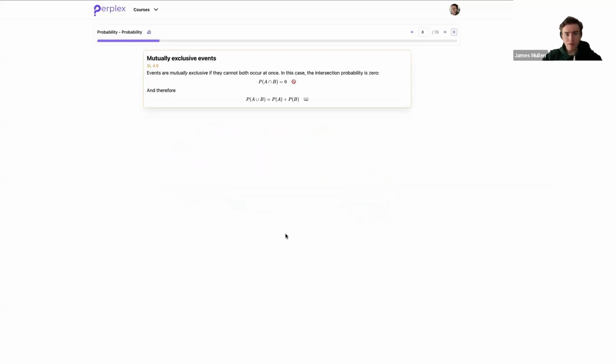Next slide. Okay, now mutually exclusive events. Events are mutually exclusive if they cannot both occur at once. Okay? In this case, the intersection probability is 0. So I would have P of A intersection B equal to 0, and therefore P of the union, P of A or B, equals P(A) plus P(B).